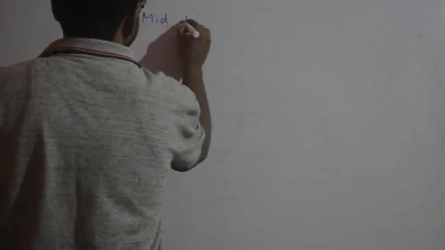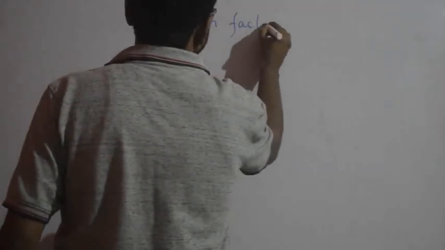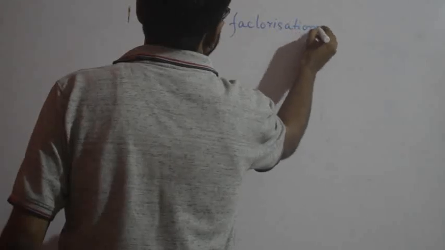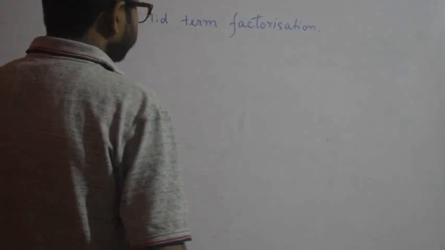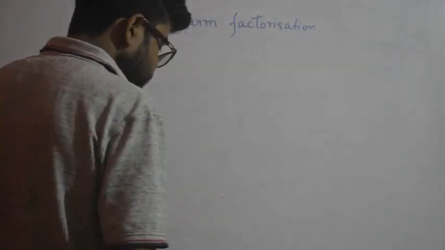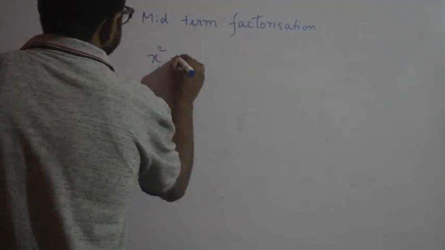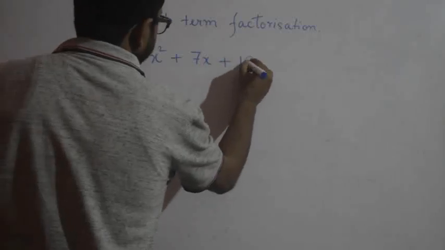So our topic is middle term factorization. Now, you have done lots of factorization prior to this, but this is one special type of factorization. So here, let's take one example. x squared plus 7x plus 10.